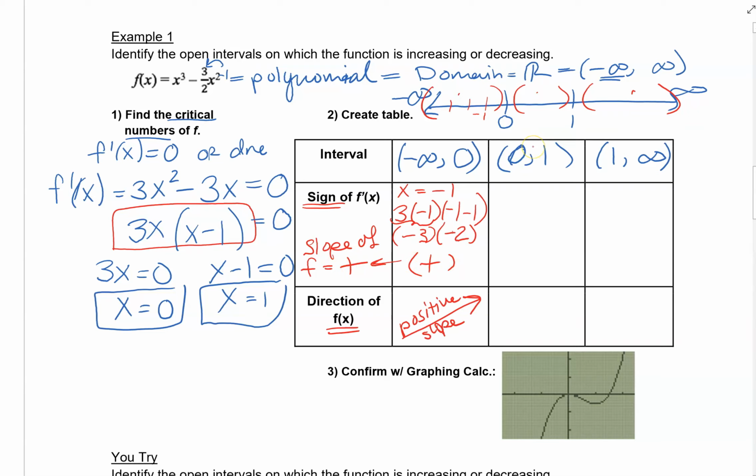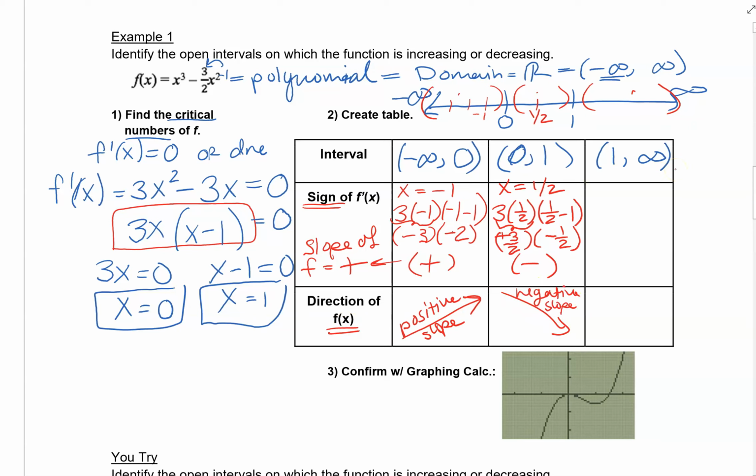Okay, then between 0 and 1, so maybe like 1/2 would be somewhere in between. I can check that with, again, I like the factored version of my derivative. So here I have 3 over 2. Here I have negative 1/2. A positive times a negative makes a negative, so I have a negative slope. My function f is decreasing.